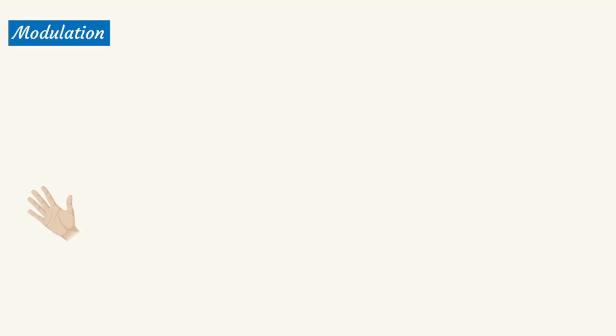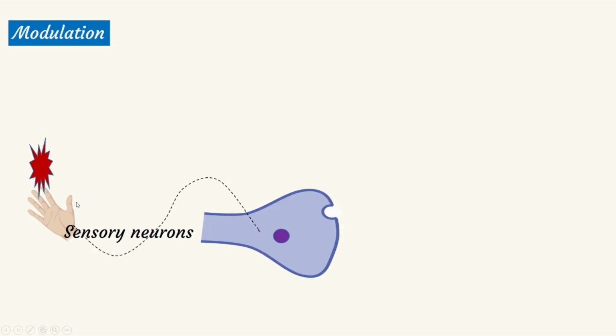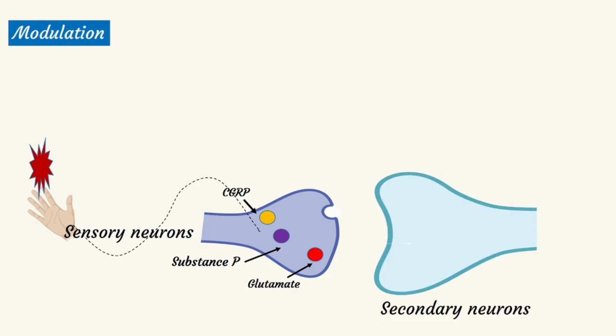So let's talk about the details of the modulation step. First, sensory neurons sense the pain and release various substances such as the neurotransmitters substance P and glutamate, and also CGRP. These are released and they activate the secondary neurons, which contain receptors like NK1 receptors. Substance P binds to the NK1 receptors, and glutamate has NMDA receptors and AMPA receptors.